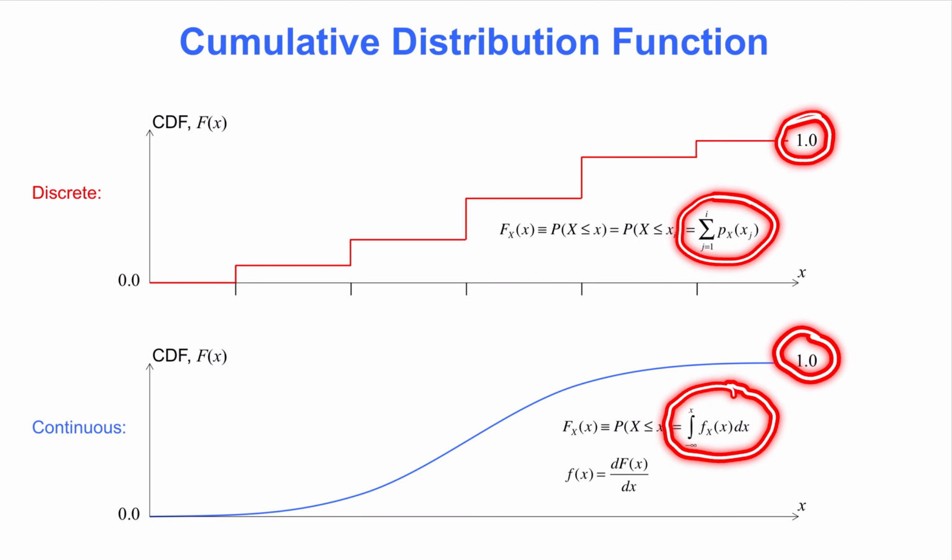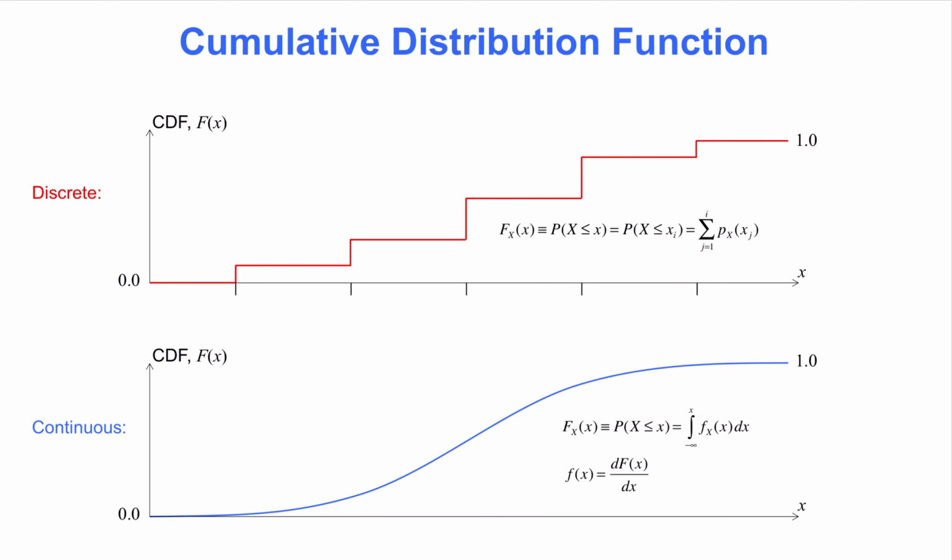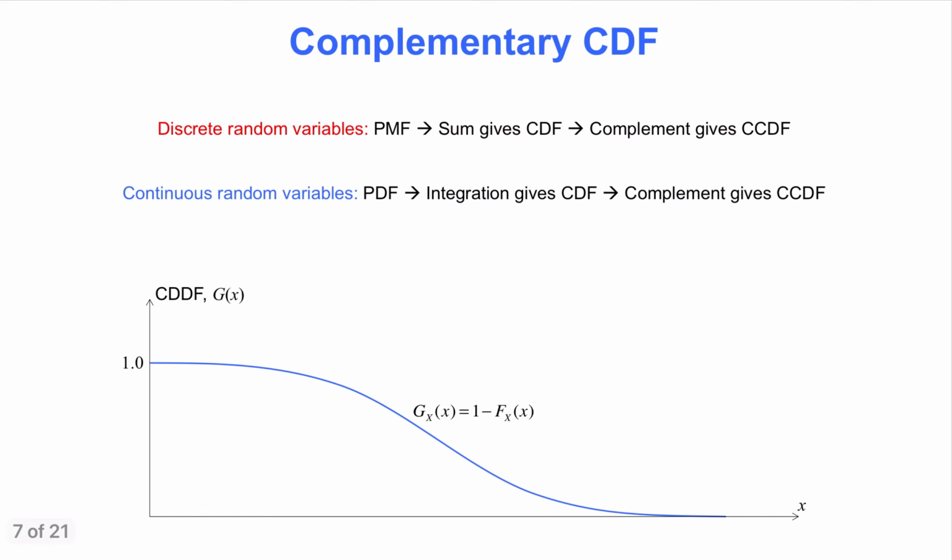Because a CDF is the integral of the PDF, the PDF is the derivative of the CDF. In other words, the slope of the CDF tells the height of the PDF. On the next slide, we take 1 minus the CDF to obtain what is called the complementary CDF. Notice that the CDF is denoted by capital F and that the CCDF is denoted by capital G.